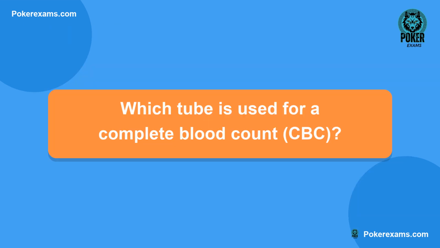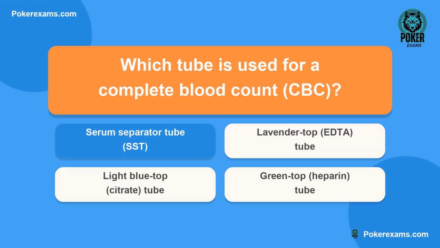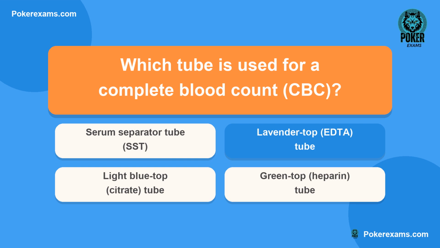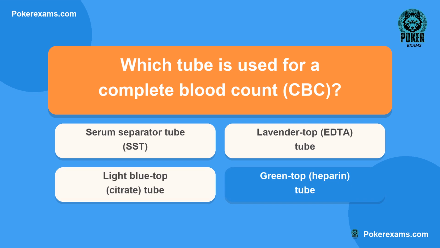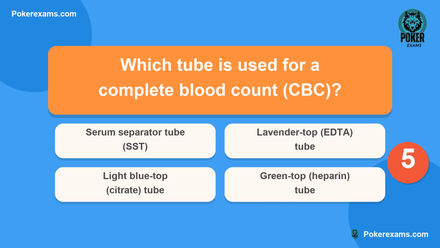Next question. Which tube is used for a complete blood count, CBC? Is it A, serum separator tube, SST? Or B, lavender top, EDTA, tube? Could it be C, light blue top, citrate, tube? Or lastly D, green top, heparin, tube?